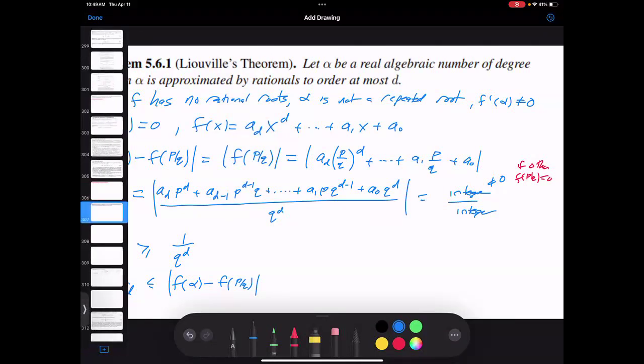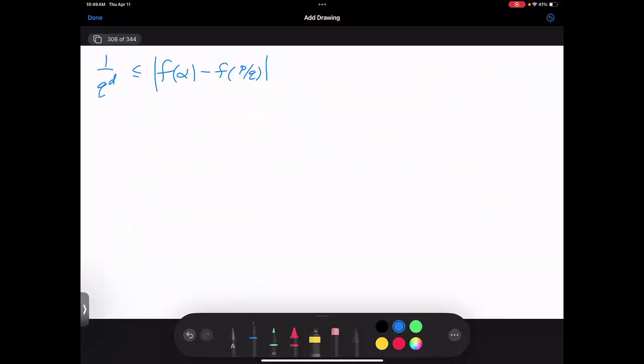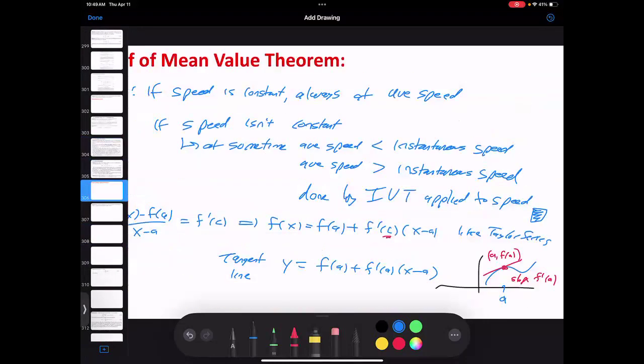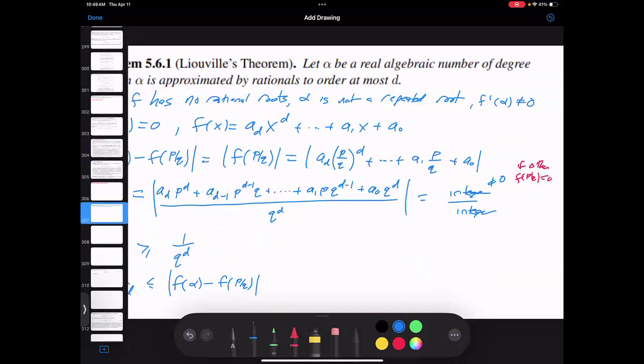So we know 1 over q to the d is less than or equal to the absolute value of f of alpha minus f of p over q. What theorem could I use to try to understand f of alpha minus f of p over q? The mean value theorem. There's probably a reason, if you look at the notes, why we just did the mean value theorem a few moments ago, right before getting into here. It was to have the mean value theorem at our disposal.